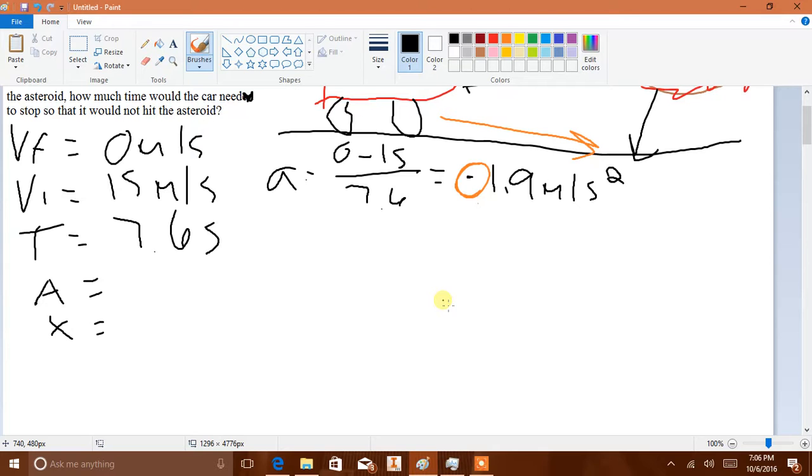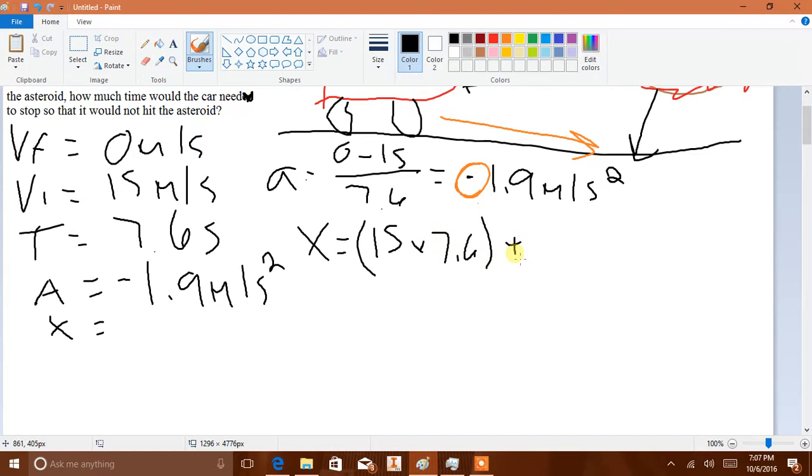So then we'll use that to find the actual distance that it stopped. To find the distance, the displacement I meant to say, x equals, and x represents displacement, x equals 15, the initial velocity, times time, which is 7.6, plus 0.5 times the acceleration, which is negative 1.9, times the time squared, which is 7.6 squared.